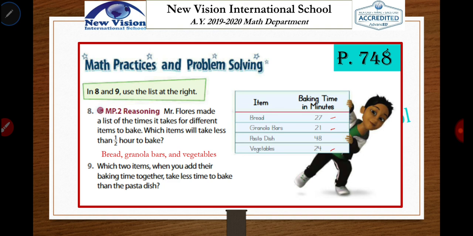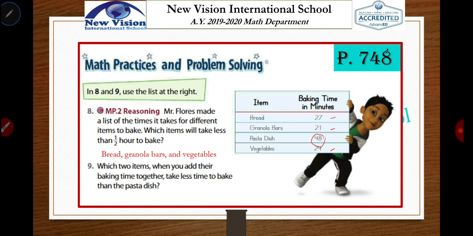Good. Number 9. Which two items, when you add their baking time together, take less time to bake than the pasta dish? So remember, pasta dish has 48 minutes. It takes 48 minutes for it to be baked. So what are the two items?